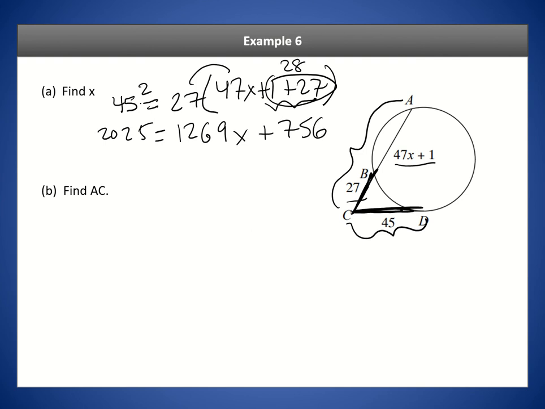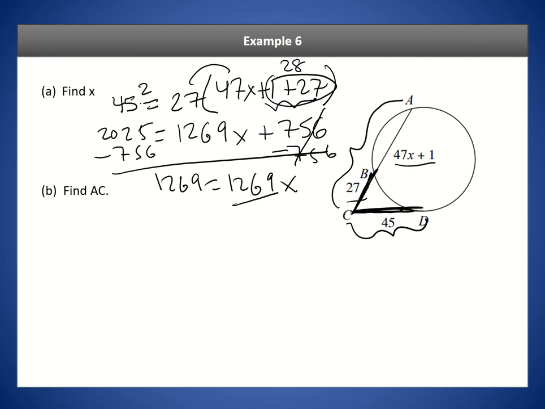All right, so then we solve for x. We're going to subtract 756 on both sides. So 2025 minus 756 is equal to 1269. And so we divide that on both sides and get x is equal to 1.